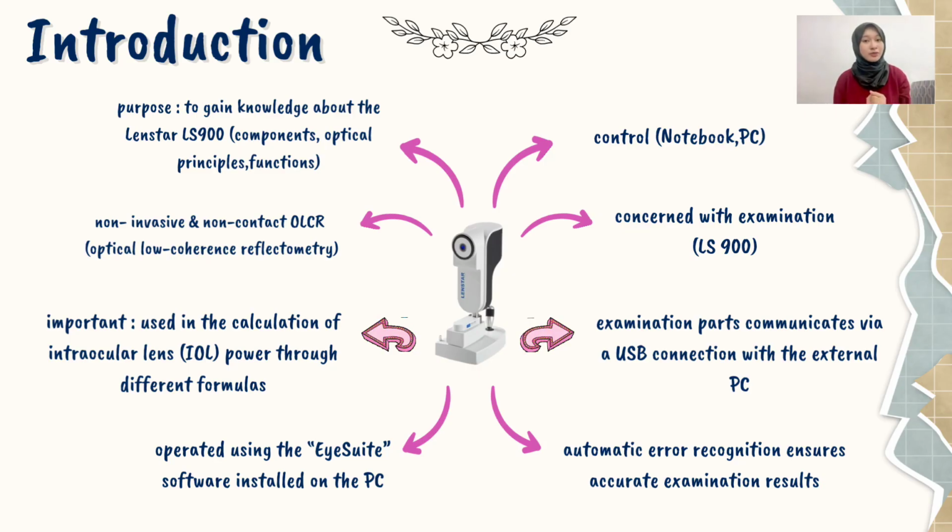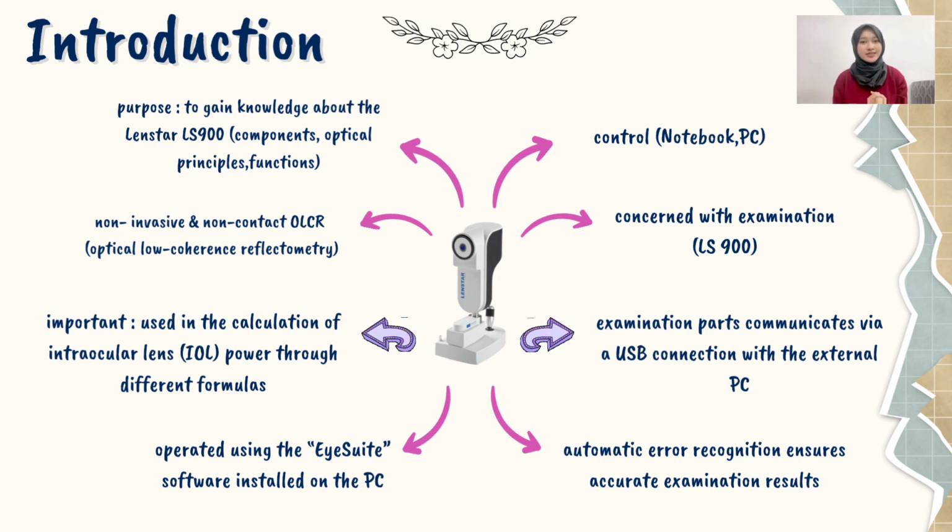So the purpose we present these ophthalmic instruments is to gain knowledge about the Lenstar, such as its components, optical principles, functions, and so on. First of all, Lenstar is a non-invasive and non-contact OLCR, which is optical low coherence reflectometry biometer, used in the calculation of intraocular lens power through different formulas.